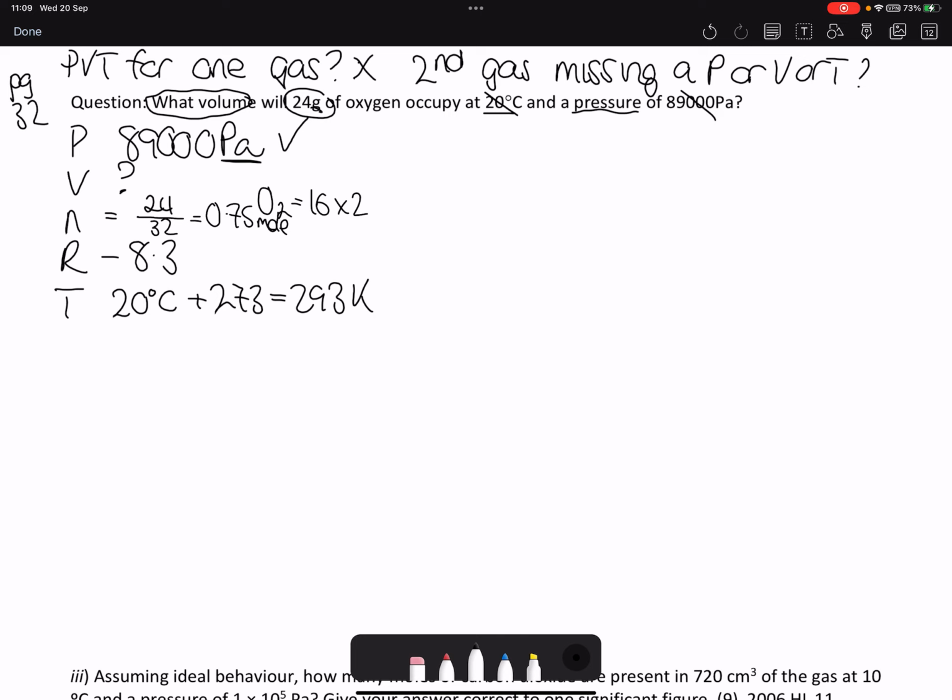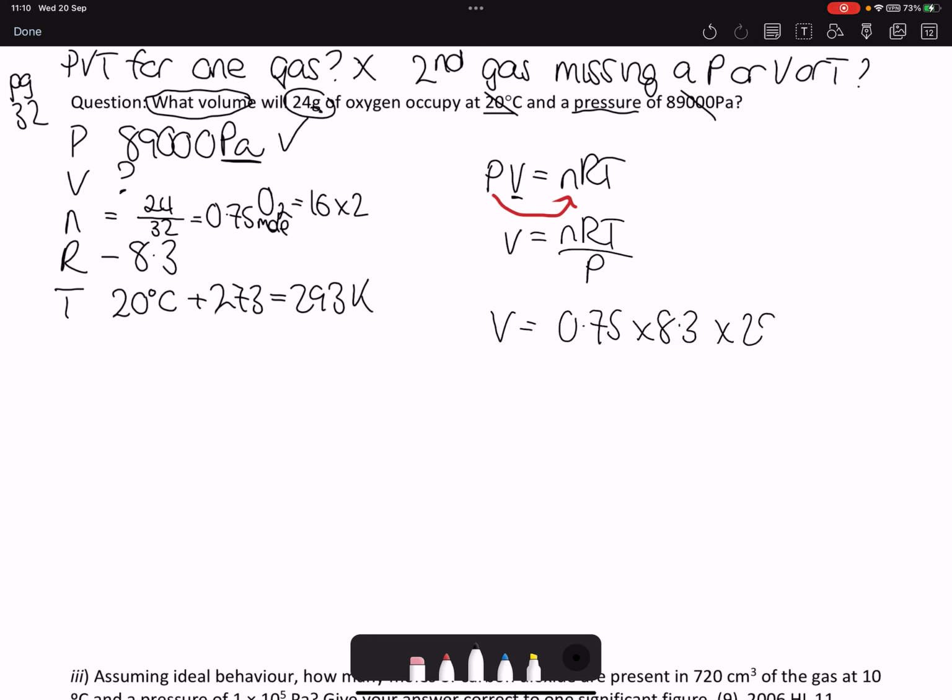We have always said the recommendation is you write out your formula because it may be worth 3 marks to you, and then we do the rearrange. So I want to have the V by itself. So to get the V by itself, this P has to come under the line. So I am now going to have nRT over P. And then I fill in all my pieces of information to match their symbol, like so, and divided by 89,000. I put this into my calculator as it just looks.